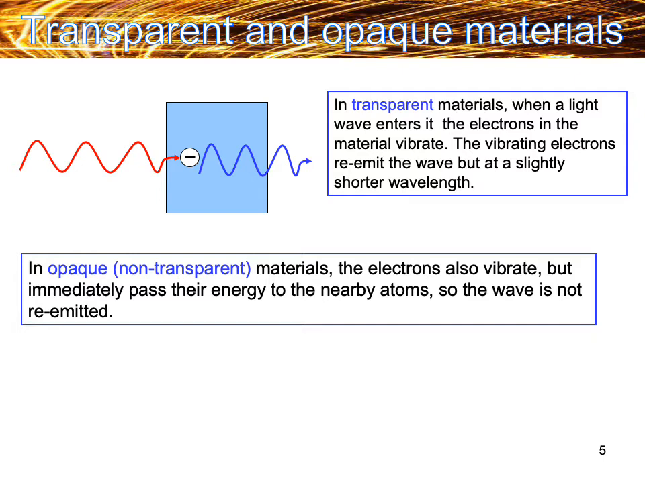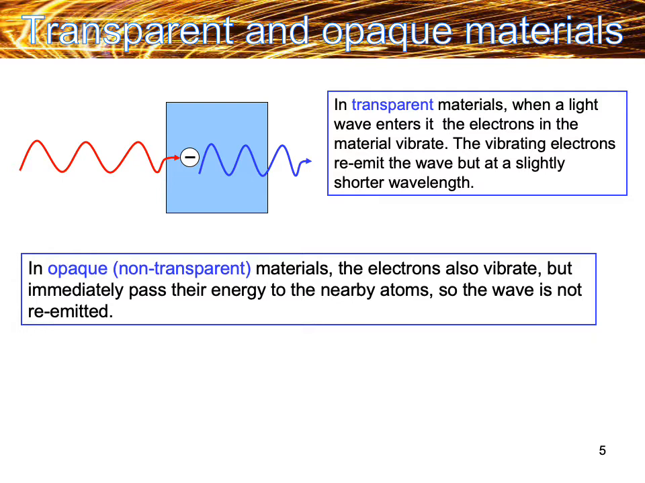Right. And it's also known that the wavelength of the light re-emitted by the electrons in the transparent material is a slightly shorter wavelength, resulting in slowing down of the light inside the transparent material.